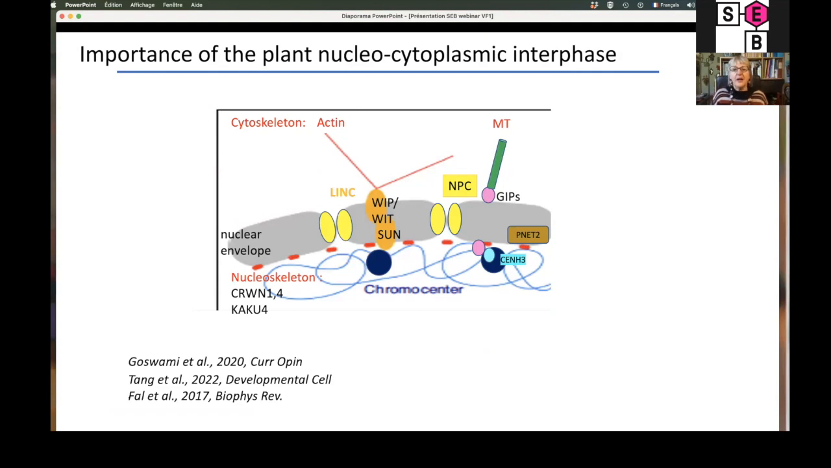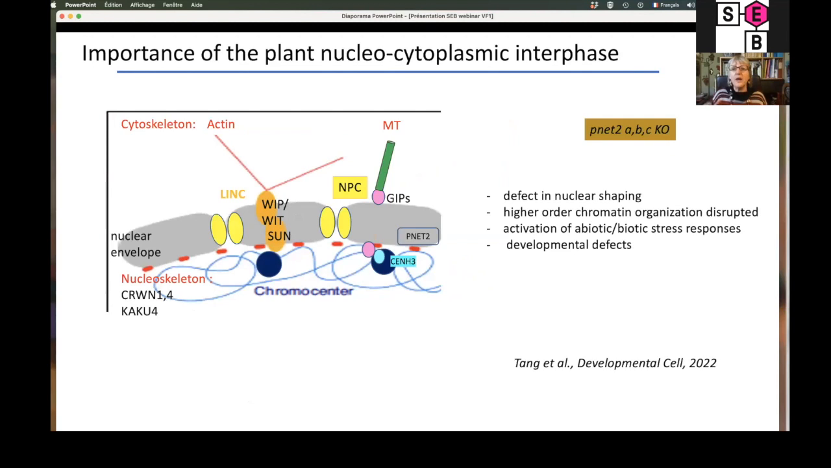And interestingly, mutation of some of these partners at the nuclear envelope has a tremendous effect on development, nuclear shape, and gene expression. For example, the recently discovered PNT2 proteins, which are a small multigenic family, show that when all partners are mutated, this induces a defect in nuclear shaping and in higher order chromatin organization, but also constitutive activation of abiotic stress responses. So this shows that the nuclear envelope is a very important site for nuclear stress response. It also induced developmental defects.